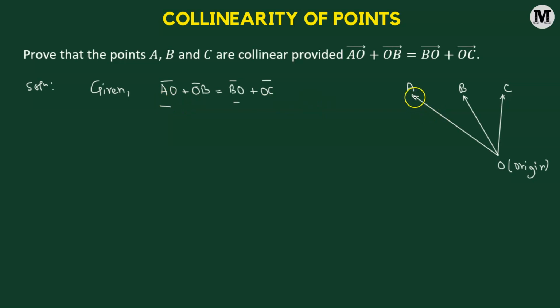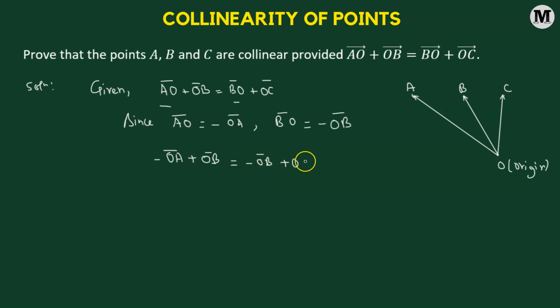Now what we'll do, we'll change these two vectors, AO vector and BO vector, because AO vector means we have the vector going from A to O. So here we'll use the fact that AO vector is the same as negative of OA vector and BO vector equals negative of OB vector, which means that now we have negative OA vector plus OB vector equals negative OB vector plus OC vector.